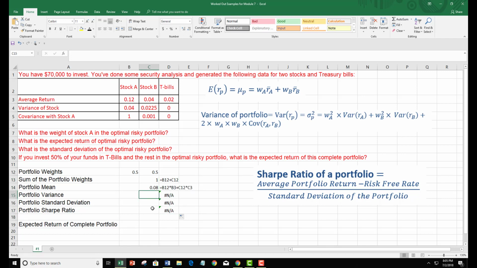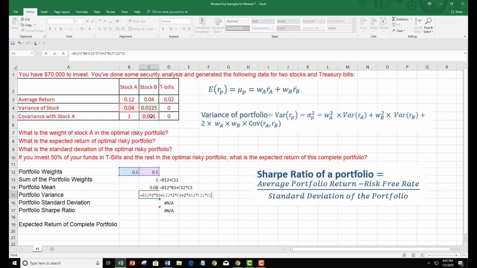Now we can compute the portfolio variance, and I have also given the formula to compute the portfolio variance here, and I've done this many times, so you can do it. It equals the square of the proportion of the money you put on stock A times the variance of stock A, plus the square of the proportion of money you put on stock B times the variance of B, plus 2 times the proportion of money you put on stock A times the proportion of money you put on stock B times the covariance between stock A and B, which is given right here, 0.001.